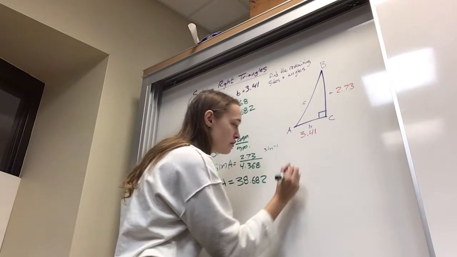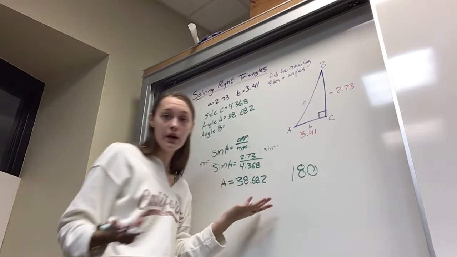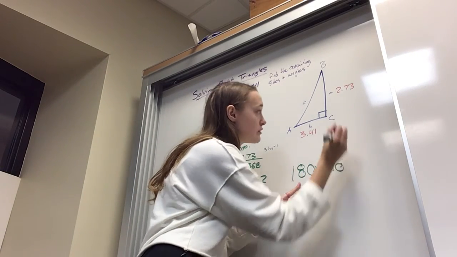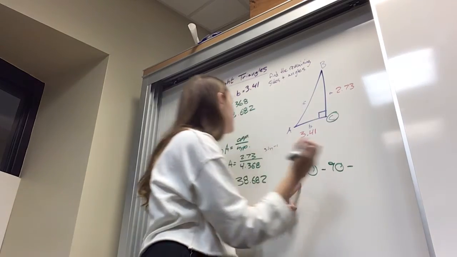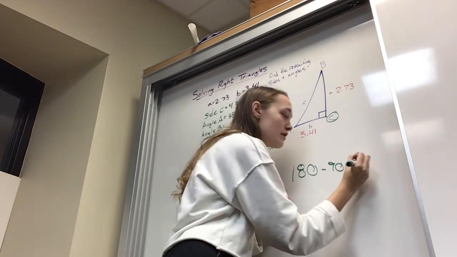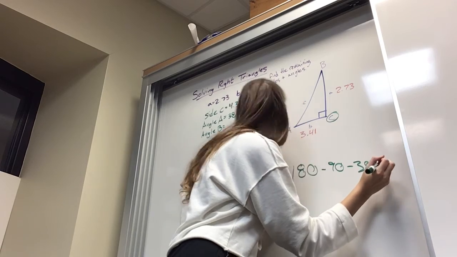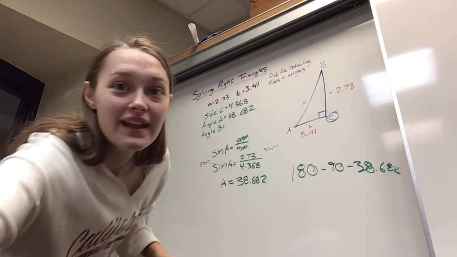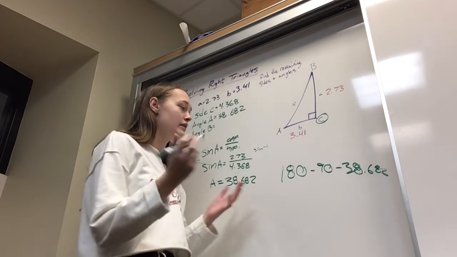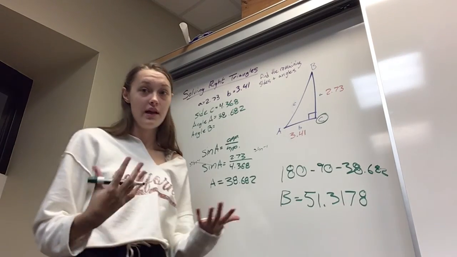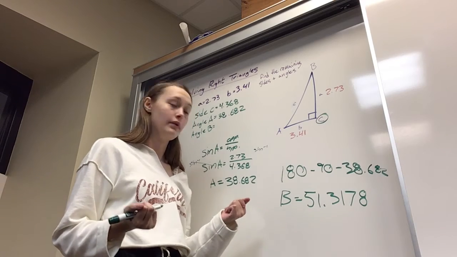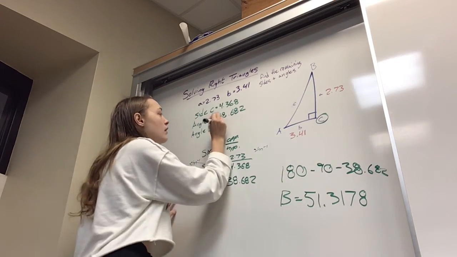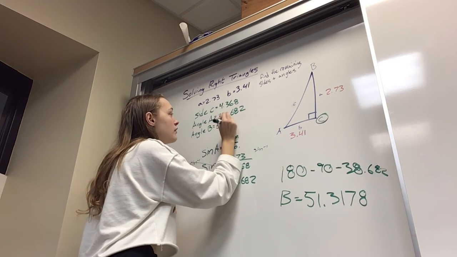At this point, we only have one angle left to find, and the inside of a triangle always has to add up to 180, right? So if we take 180 and we subtract this 90-degree angle C over here, and we also subtract angle A over here, which is 38.682, you can barely see it, then we can get our final answer. Angle B equals 51.3178.